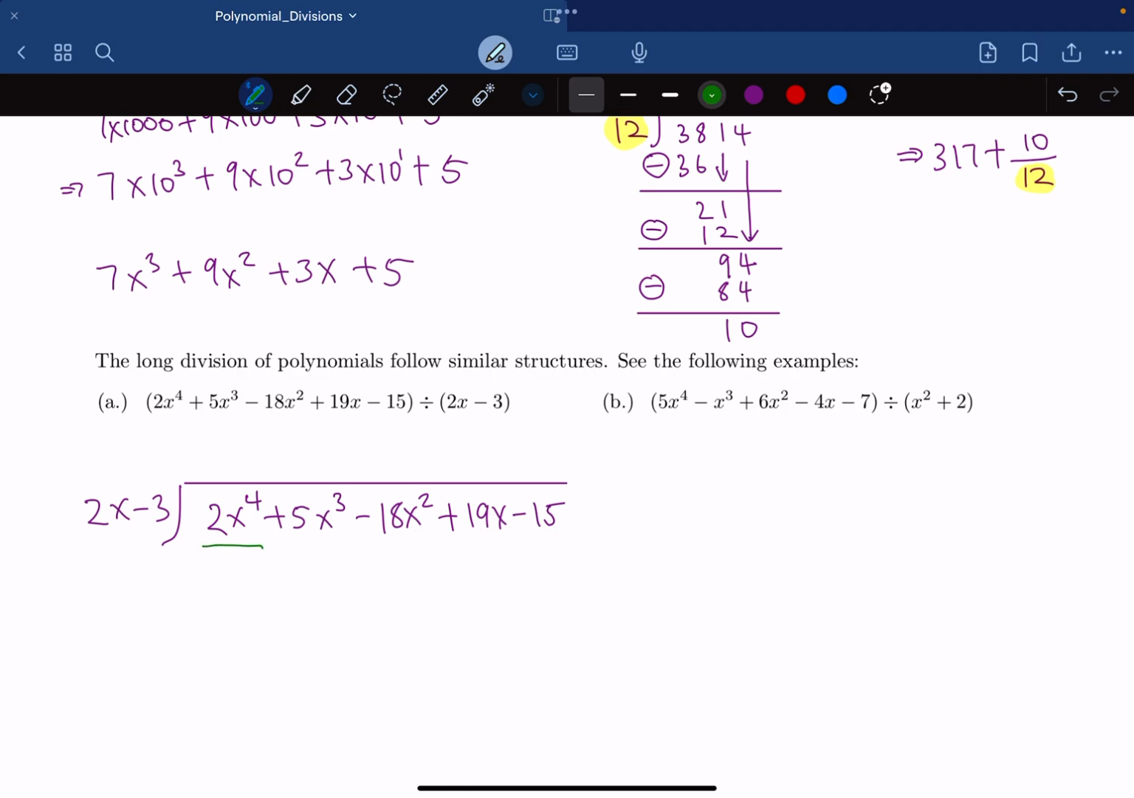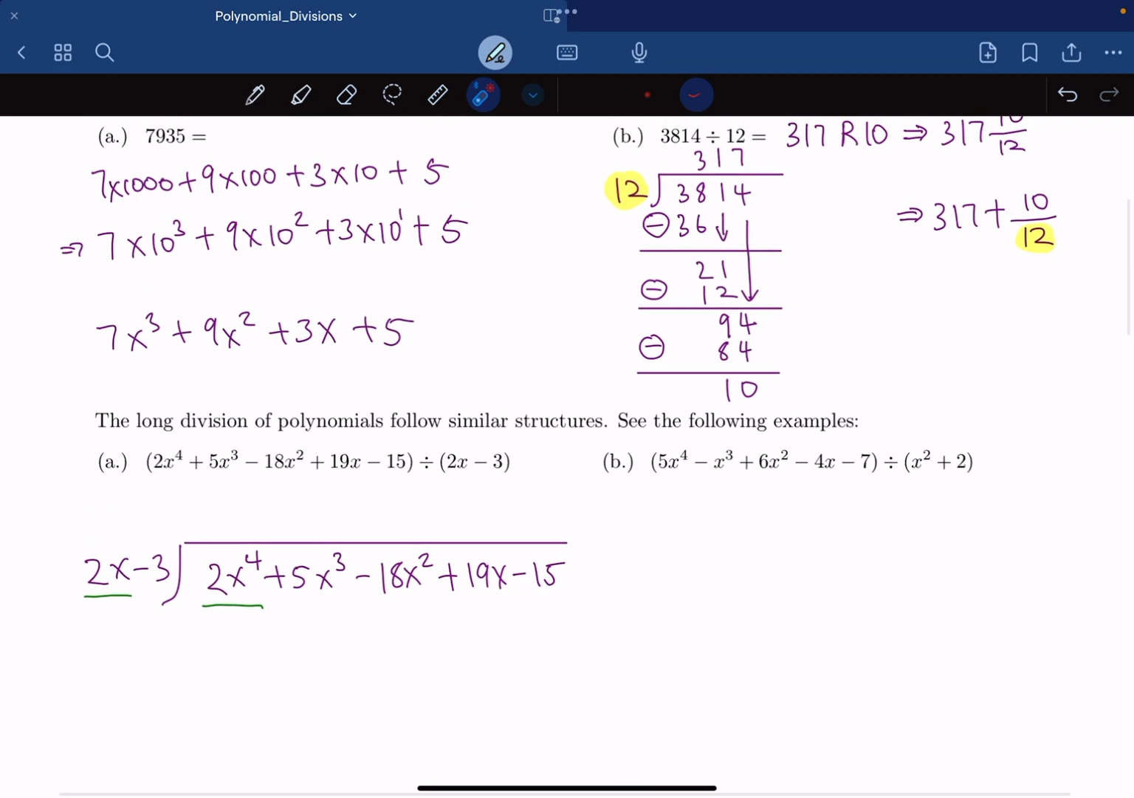So I just focus on the first term. I ask myself the same question. How many 2x's go into 2x to the fourth? But in terms of functions, there's a slightly better way of asking that, right? What do I need to multiply 2x by to get to 2x to the fourth?